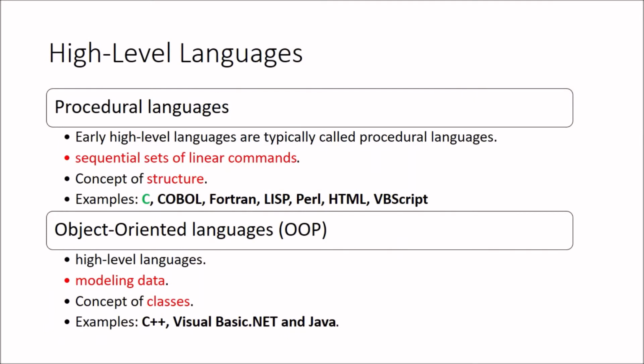Okay. So high level languages are also of two kinds: procedural languages and object oriented languages. Procedural languages mainly use the concept of structure and linear commands, etc. And object oriented languages are mainly for modeling the data, and the concept of classes comes here.